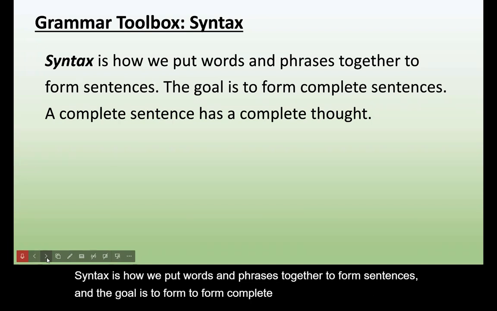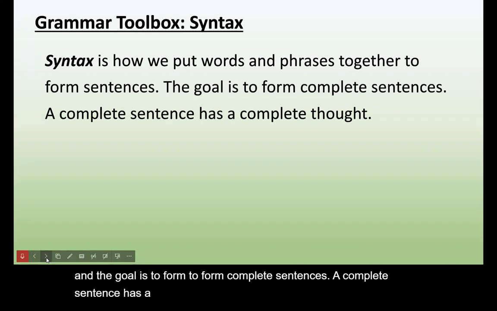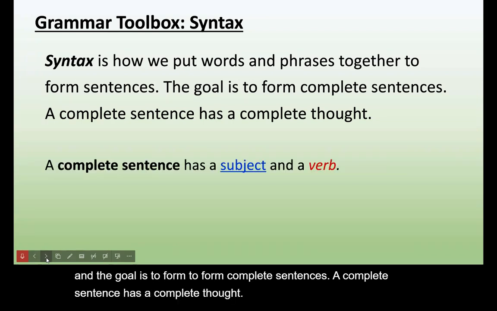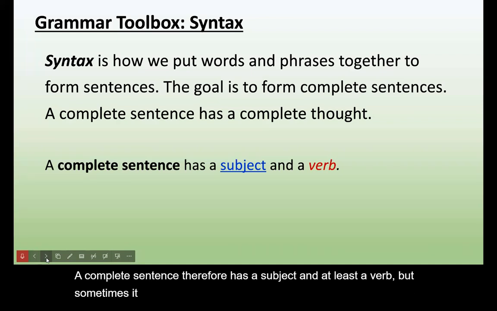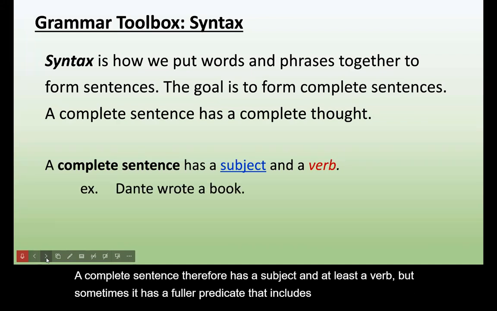A complete sentence has a complete thought. A complete sentence, therefore, has a subject and at least a verb, but sometimes it has a fuller predicate that includes more information than just the verb.